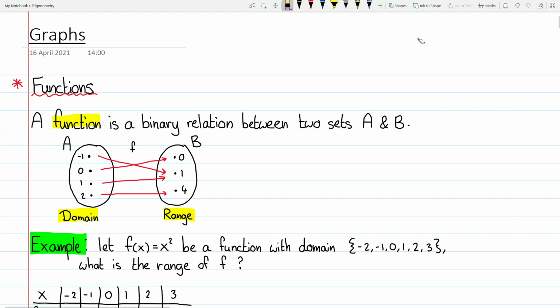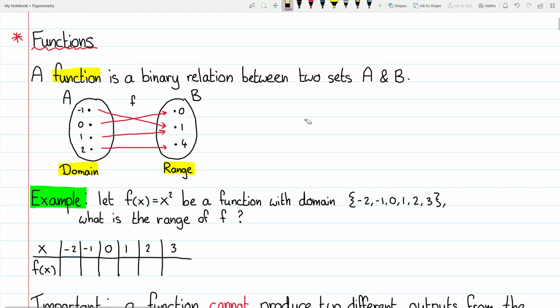So if we're going to be talking about graphs of functions, then we need to talk about functions. So this is a recap for those that may be a bit rusty. So what is a function? A function is a binary relation between 2 sets A and B.